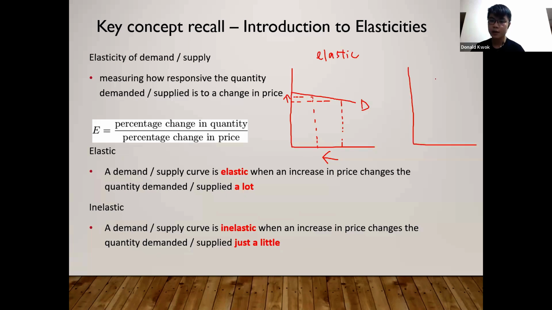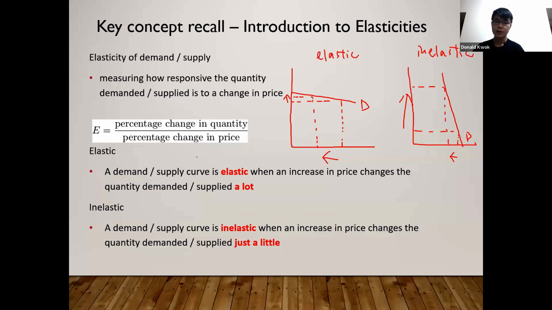Another diagram here, we have this demand curve. With a change in price like this, the quantity demanded only drops a little. So the demand on the right-hand side here tends to be more inelastic, or less elastic. Even with a huge change in price, the quantity demanded only drops a little. So this shows the meaning of inelastic, less sensitive to the price change. This is what it means by elastic and inelastic, and this logic also applies to the supply side.